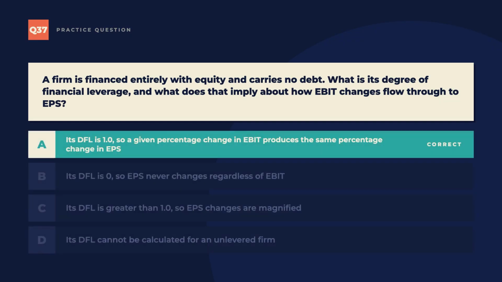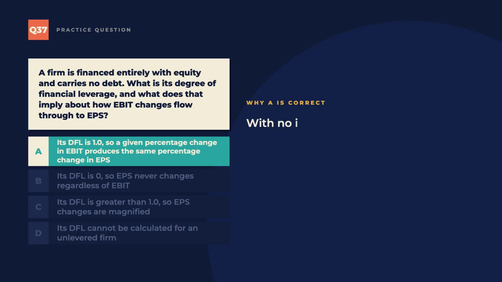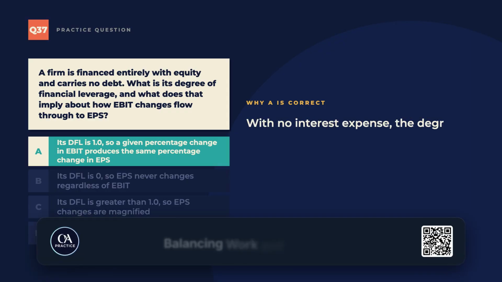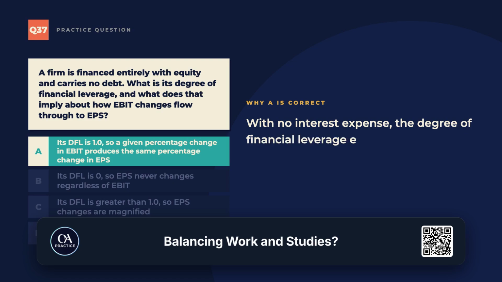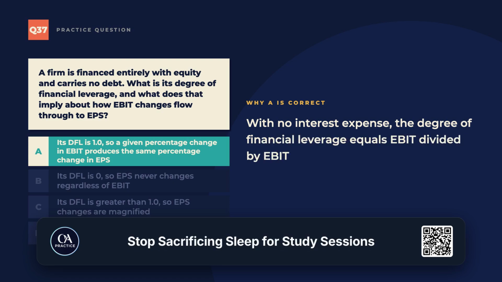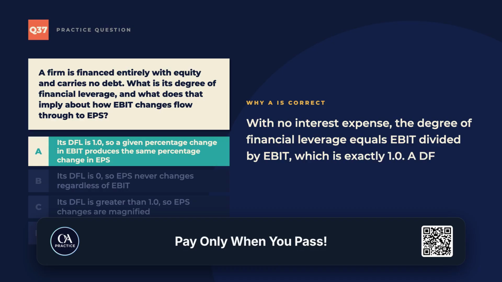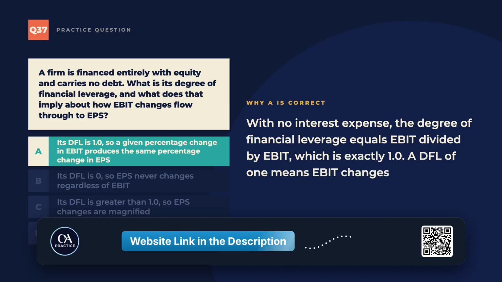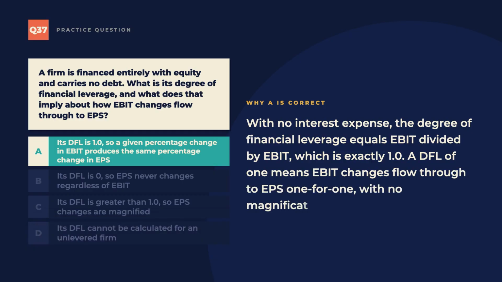The correct answer is A. Its DFL is 1.0, so a given percentage change in EBIT produces the same percentage change in EPS. A is correct because with no interest expense, the degree of financial leverage equals EBIT divided by EBIT, which is exactly 1.0. A DFL of 1 means EBIT changes flow through to EPS 1 for 1, with no magnification.